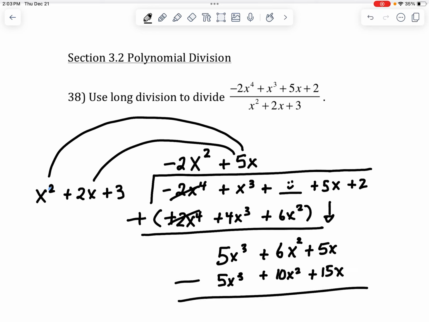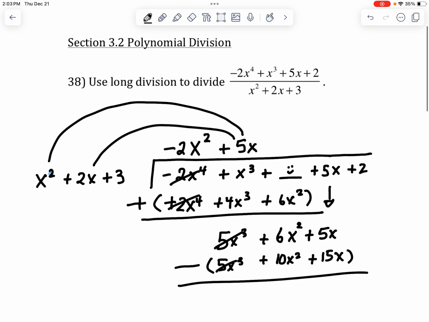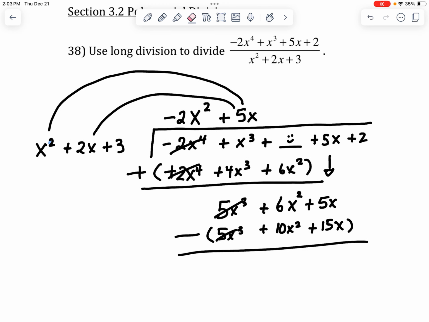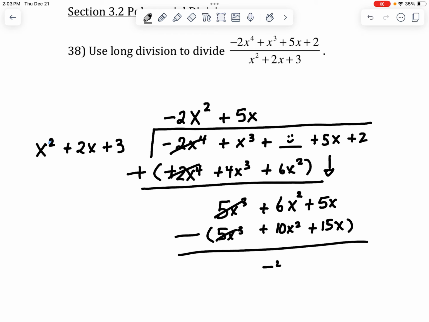And then for this row, you always subtract. So 5x cubed minus 5x cubed, those cancel. And then a 6x squared minus 10x squared will be minus 4x squared. And a 5x minus a 15x will be minus 10x. And then carry down the 2.